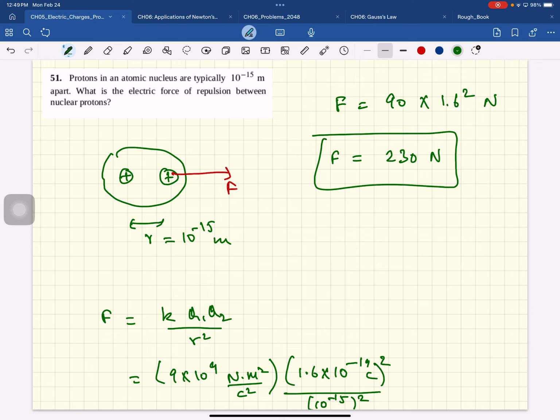Okay, this is almost half your body weight. A tiny proton is being repelled by half your body weight. I mean, that thing should fly away. So why isn't it flying away? Because of the even stronger force. Because of the strong force. Okay? So the strong force is 100 times greater than this force. Okay, so the strong force is pulling back with a force of 23,000 newtons. Okay, that's 50 times your body weight.